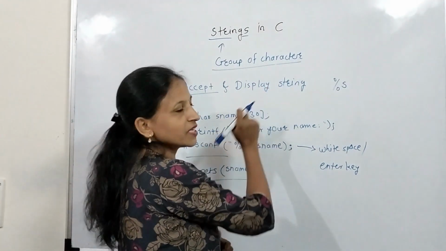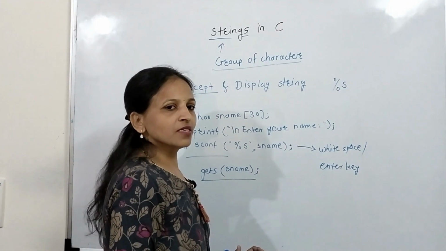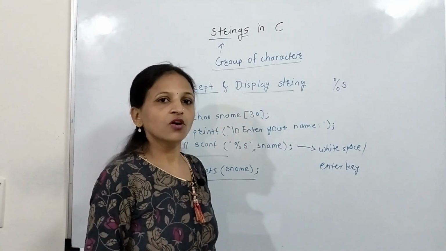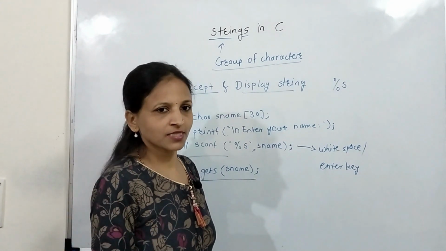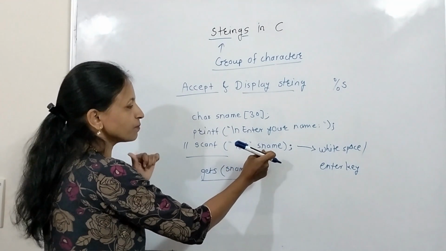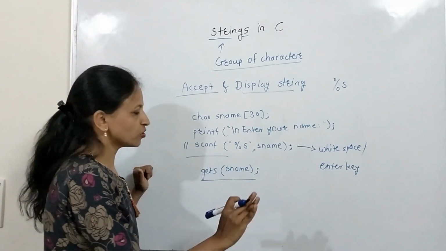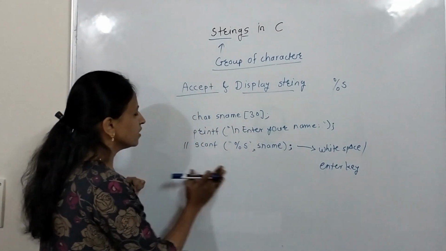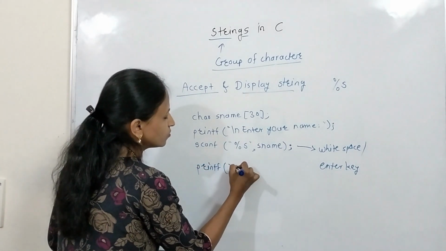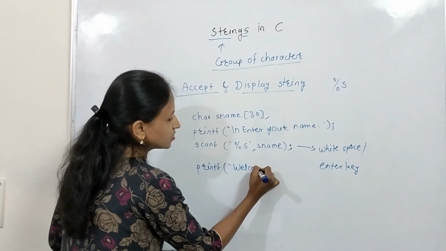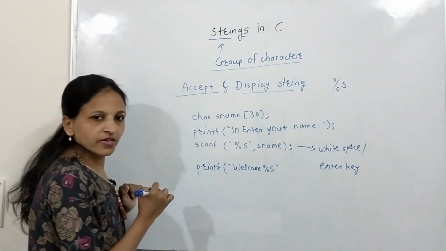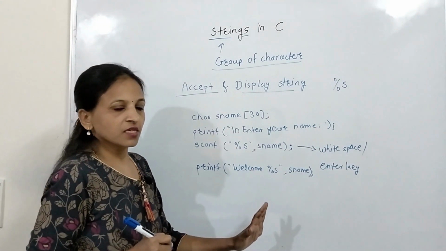Now, how to display a string? For displaying a string we can use either printf, or the second way is to use puts. Two ways are there. How to use that? Whatever was accepted through scanf, if I want to display it onto the output screen, we can write printf. I want to give a welcome message to that student, "welcome %s". In this way, whatever the value of s name is, it will display.